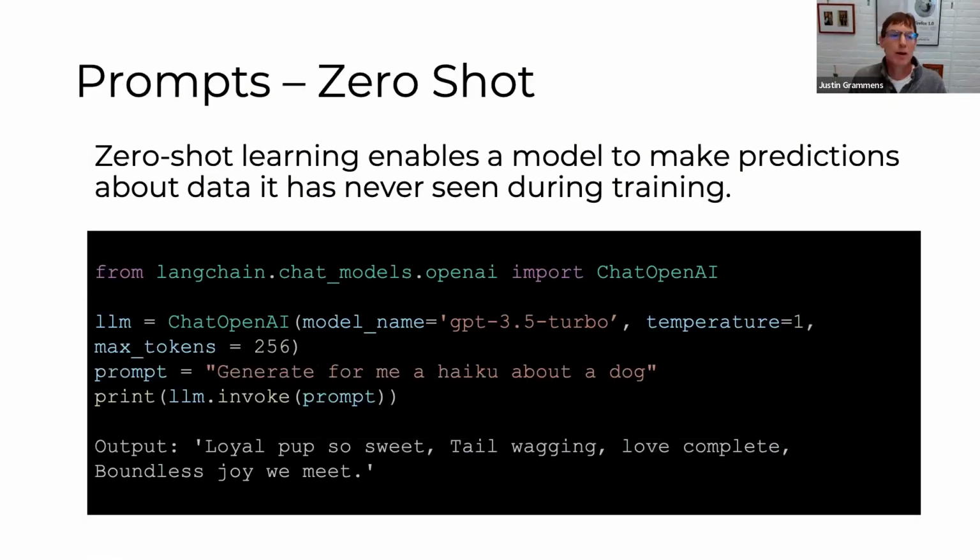Let's talk a little bit about prompts and prompt templates. I'm assuming a lot of people have heard about the various shots around learning, right? So zero-shot learning basically enables a model to make predictions about data it's never seen during training. So this is how you would create a prompt. And again, I'm just going to use the example code here on Chat OpenAI, but you can use anything that you want to.